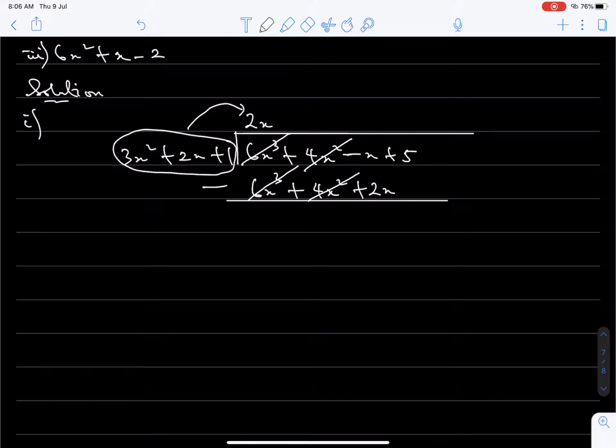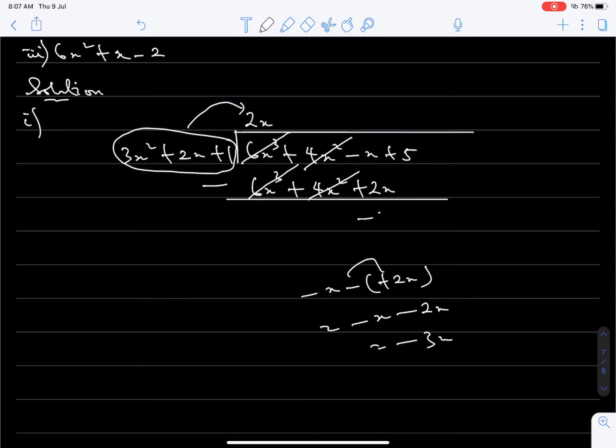4x squared minus 4x squared is 0. And then we are left with minus x, that's minus x, minus plus 2x, which is the same as minus x. Minus times plus is minus 2x, and that will be minus 3x. So the answer here is minus 3x.